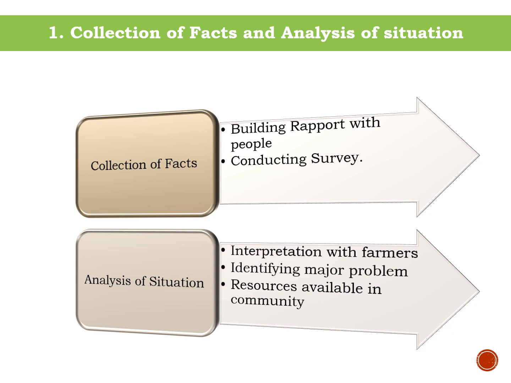Now we'll see the first step, that is collection of facts and analysis of situation in detail. The information about the people and their enterprises, their economical, social, cultural, technological, environmental conditions in which they live and work is collected. But initially, it's very important to build up a rapport with the people, or to develop a relationship with the people of the village, because it's very helpful for an extension agent while conducting the survey. For collection of facts, he has to conduct the survey of a village along with the villagers. And it's very important to have the proper relationship with the people so that he will be able to collect the relevant, appropriate information from them.